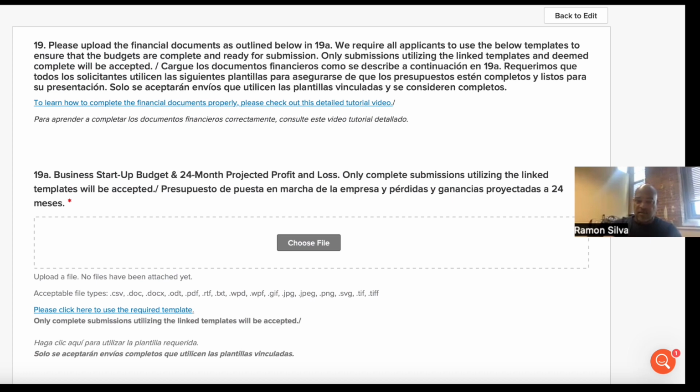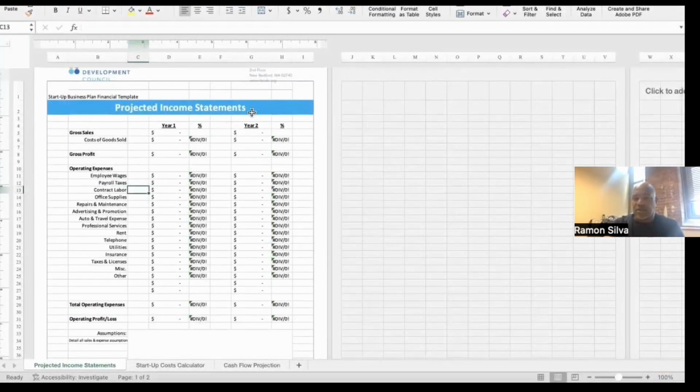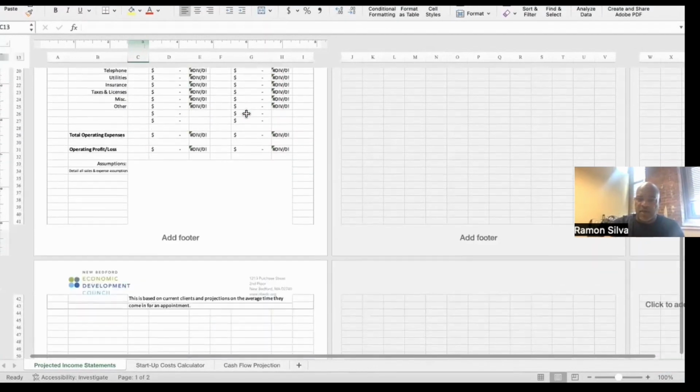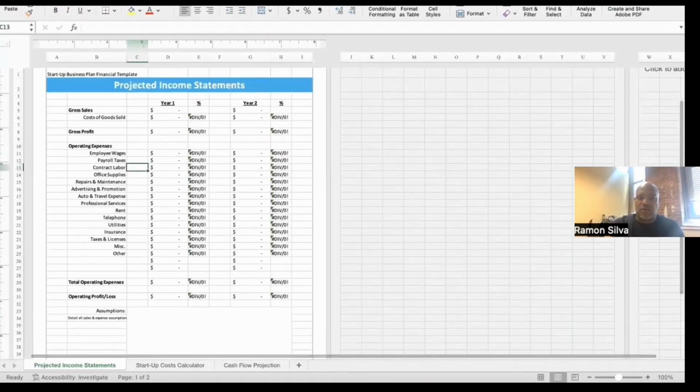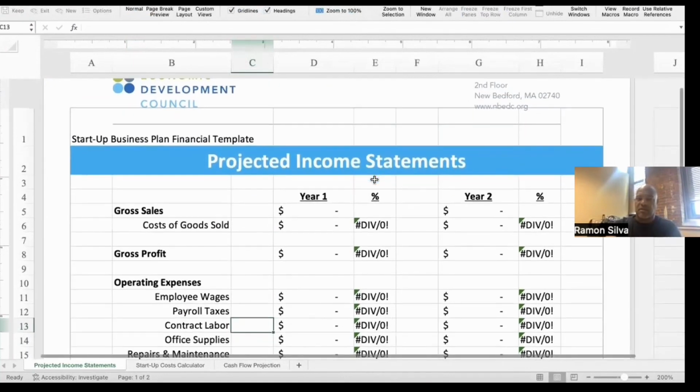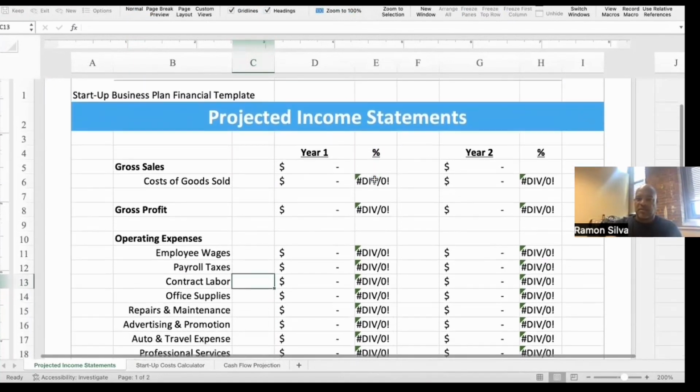Let's look at our templates for business startup, which you'll notice is a spreadsheet, an Excel spreadsheet. You can also use it with Numbers or any CSV file through Google Docs, but it is a spreadsheet. You'll notice that the spreadsheet opens in page view. Depending upon the settings of what you're using, you may have to make sure that everything shows up on the same page. So the first page of our spreadsheet that comes up is the projected income statement.